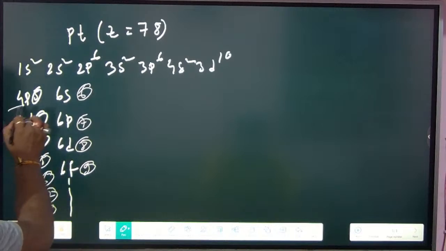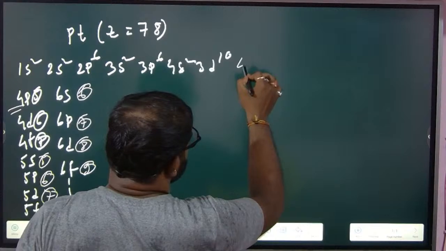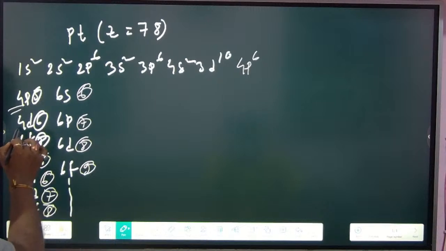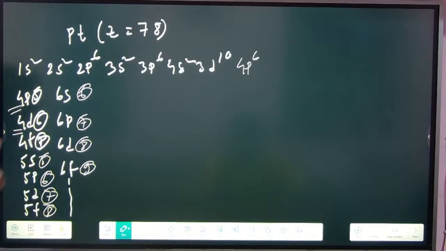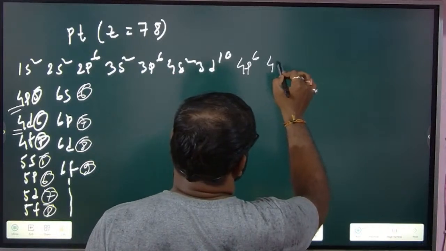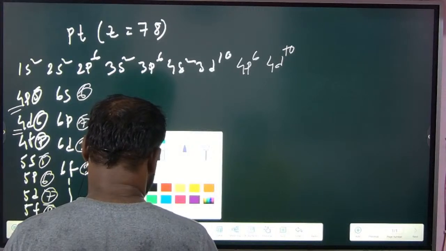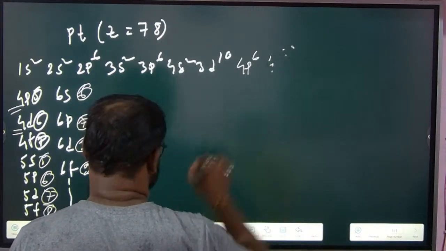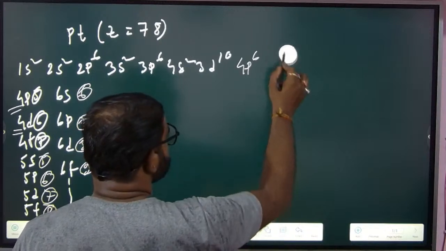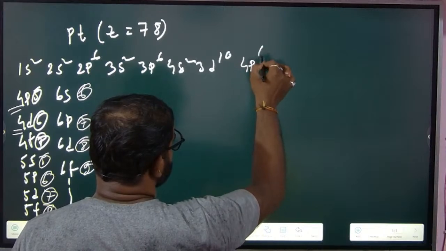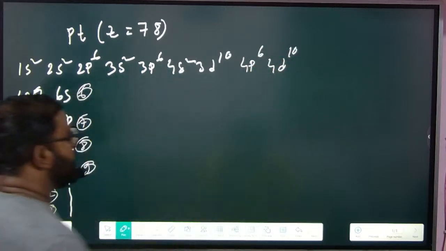The least is 4p. So next is 4p6. Then we have 6 here and here, and also here 3 6 are there. As the value of n is smallest here, this will come first. 4d10. So 4p6, 4d10. Okay.